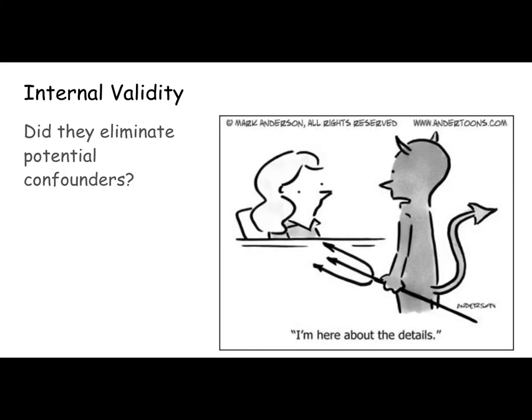Internal validity, that's did they eliminate potential confounders, right? Did they use control groups? Did they design the study in a way to eliminate other potential explanations for what they found? So that's internal validity, is really a question of, did they design the study well?